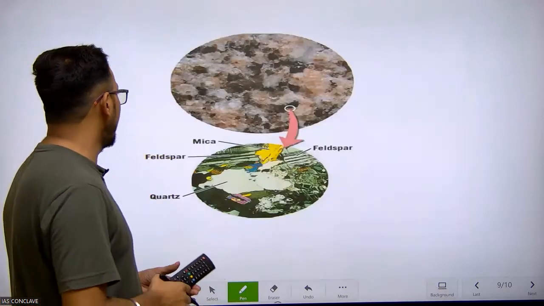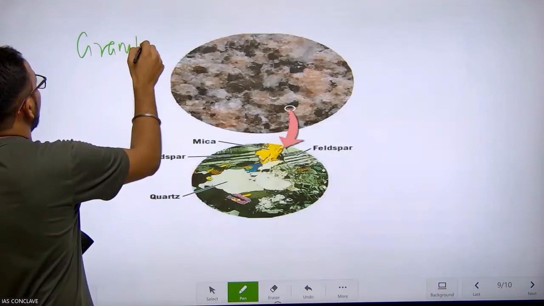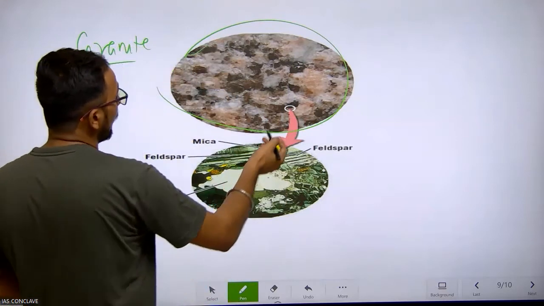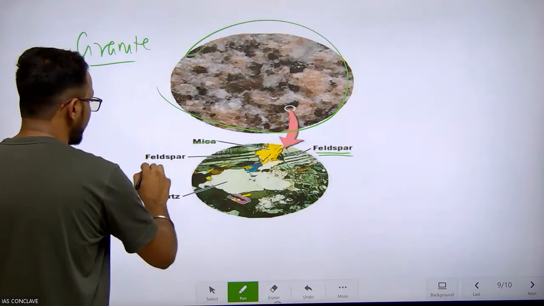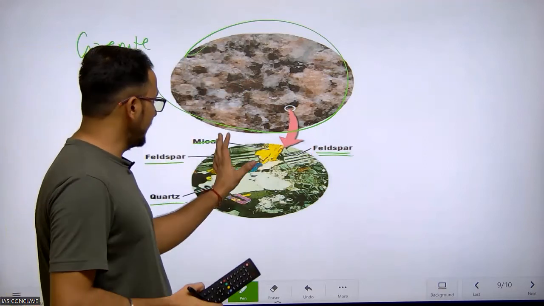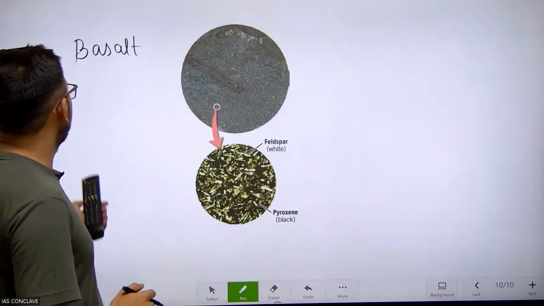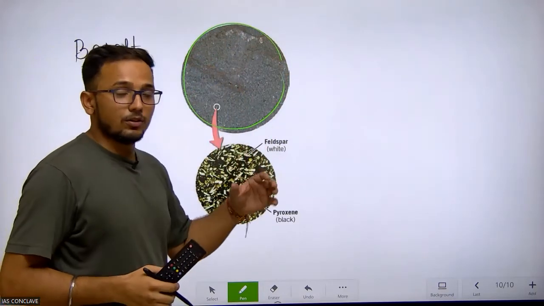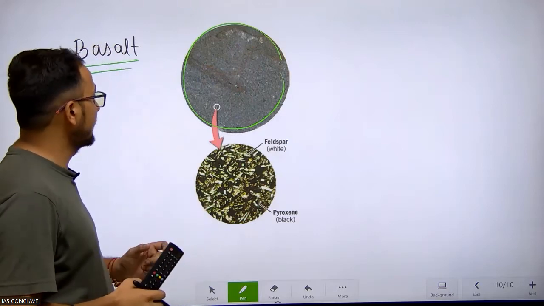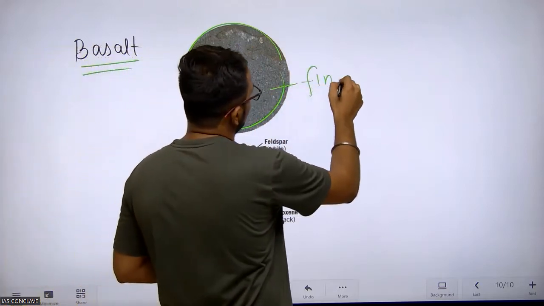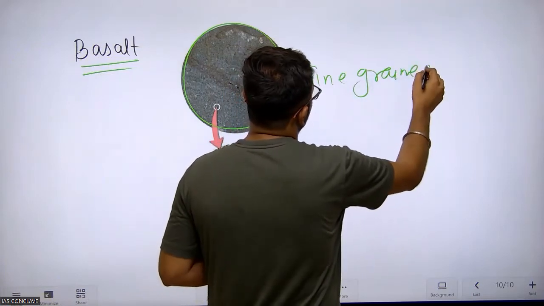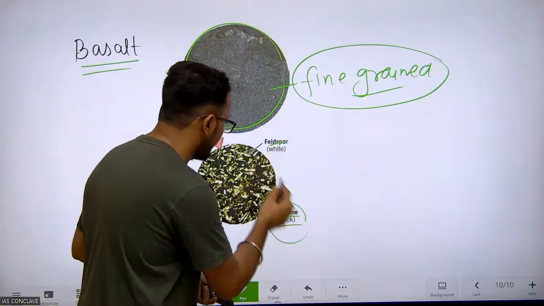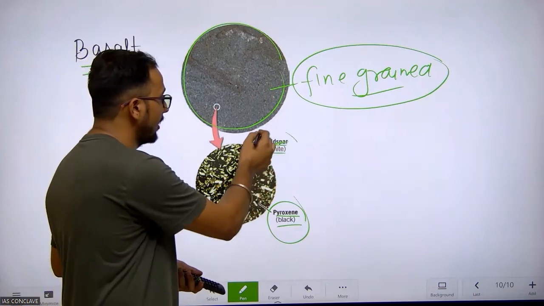Now look at granite. This is a granite rock, and it has a very coarse grain. Because of the coarse grain, you can easily identify what is feldspar, what is mica, where feldspar is located, and where quartz is. And this is basalt. Because it formed under extrusive activity, it has a very fine-grained composition. It is made mostly of black pyroxene, and somewhere white feldspar.